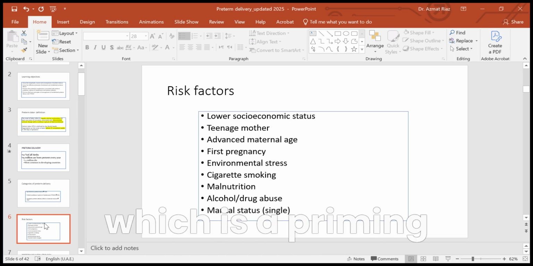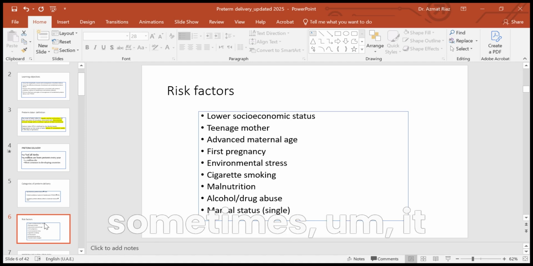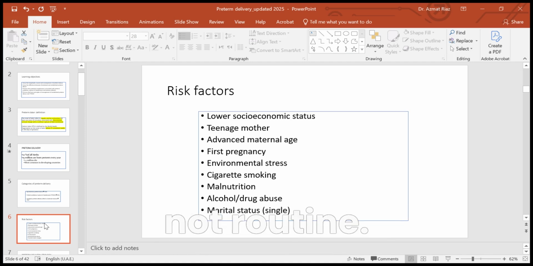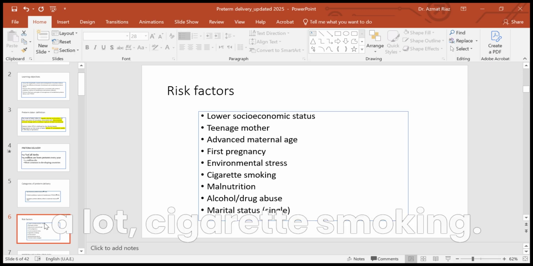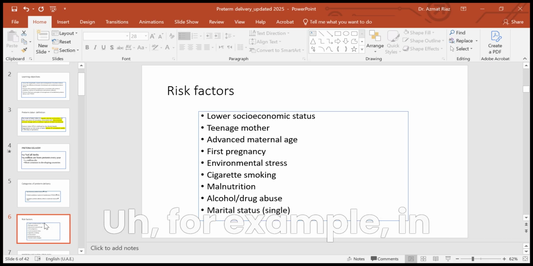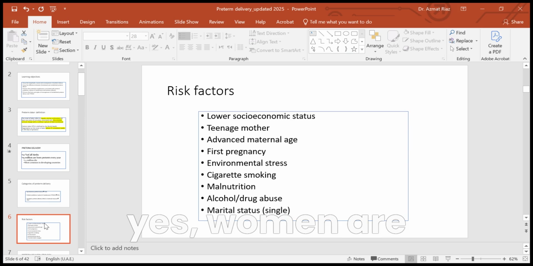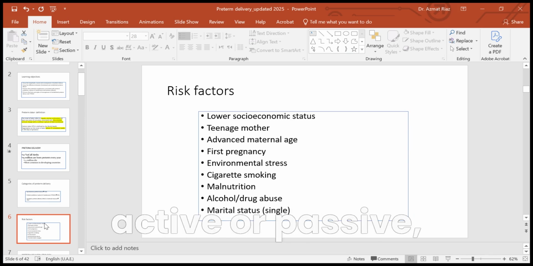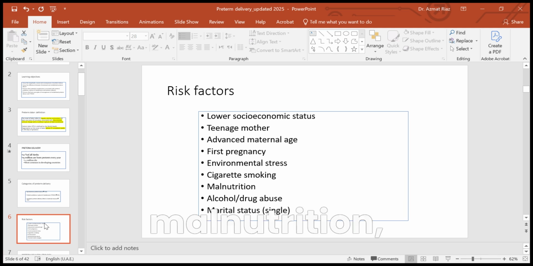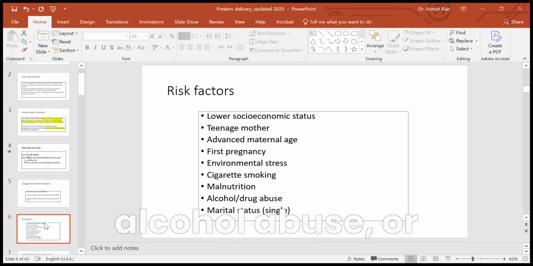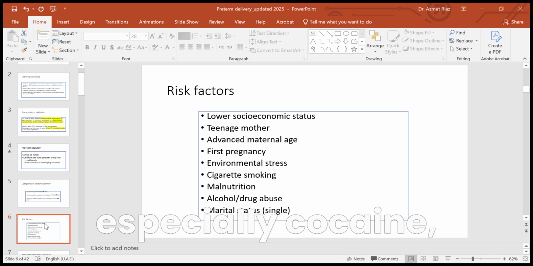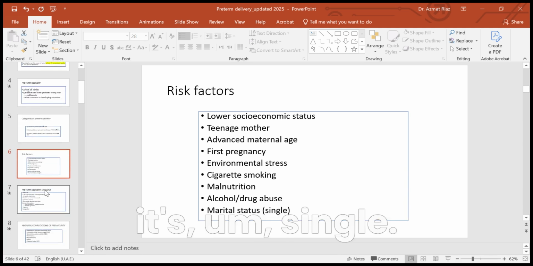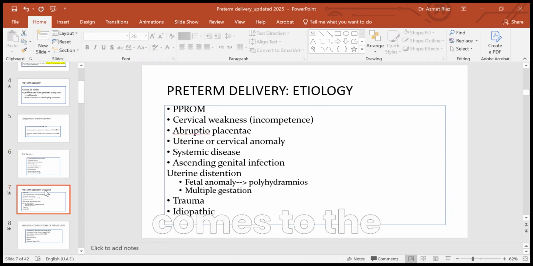First pregnancy, a primigravida, can involve a lot of environmental stress. For example, in war-torn areas women are more likely to go into preterm labor. Also cigarette smoking, either active or passive, severe malnutrition, alcohol abuse or other drug abuse, especially cocaine, and again it comes to the socioeconomic status.